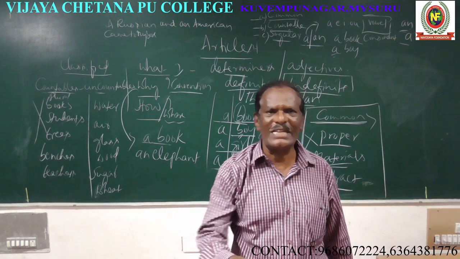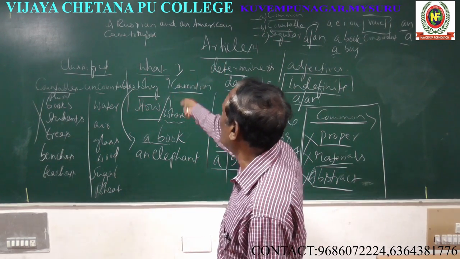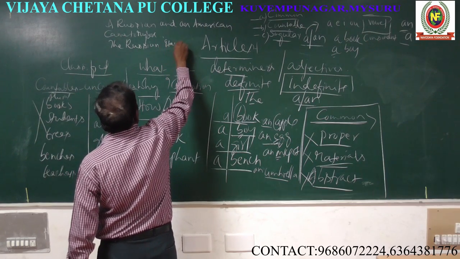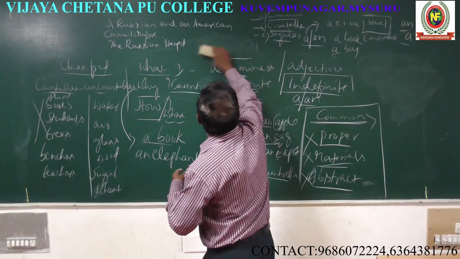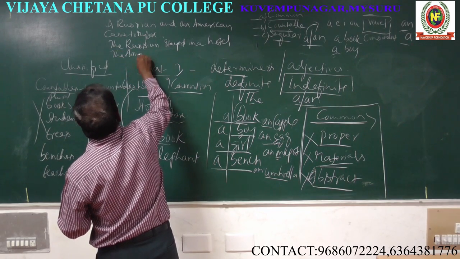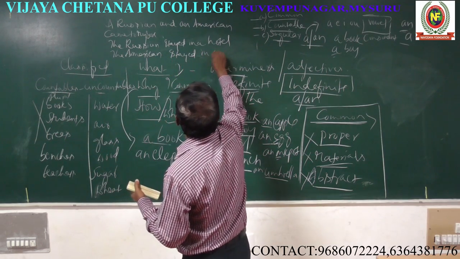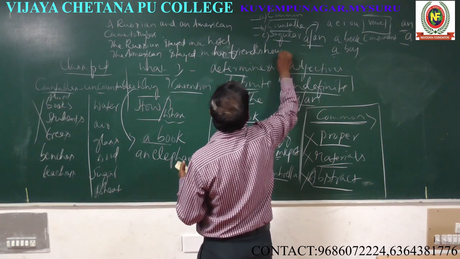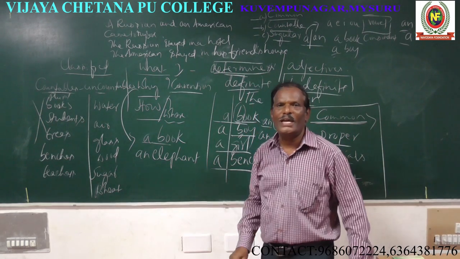Look at this. Just to illustrate this point, I am giving this example. Once a Russian and an American came to Mysore. The Russian stayed in a hotel. The American stayed in a friend's house. So this is a very good example to illustrate what a definite article is.